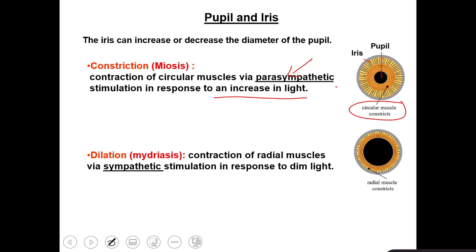The cranial nerve number three, the oculomotor nerve, is the nerve supplying that circular muscle leading to constriction of the eye pupil. The other muscle is the radial muscle, and the radial muscle is able to dilate the pupil of the eye in response to dim light, so you can see, and it is stimulated by the sympathetic nervous system.